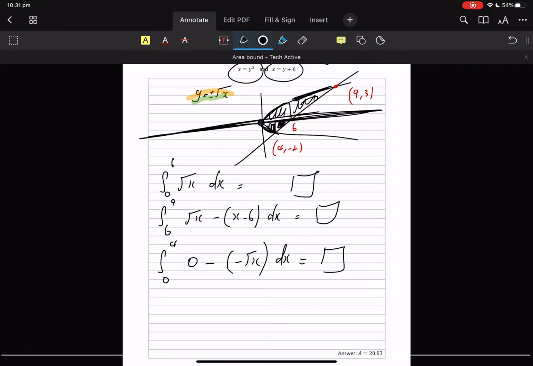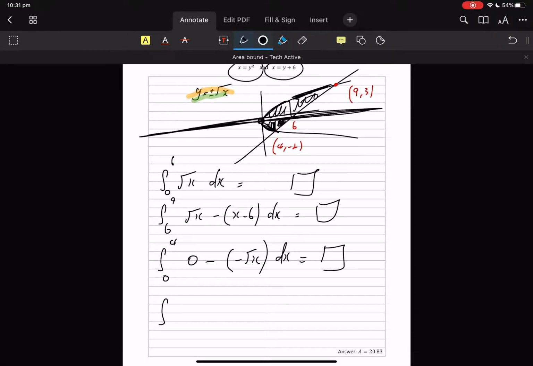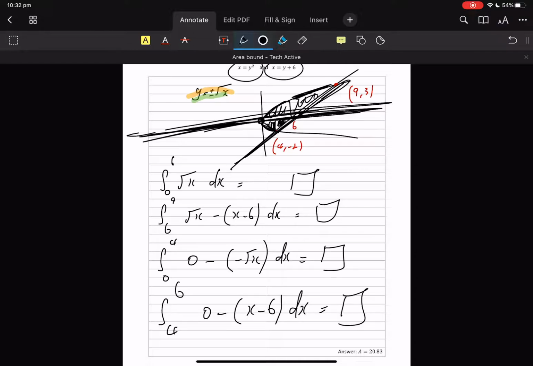And then our last little bit, oh gosh, that's hard to see. I'm sure you've got a diagram as well. So that's going to be the integral from 4 to 6 of 0 minus, because again that's on top and the line's underneath. We're going to get a number, and we're just going to add them all together.